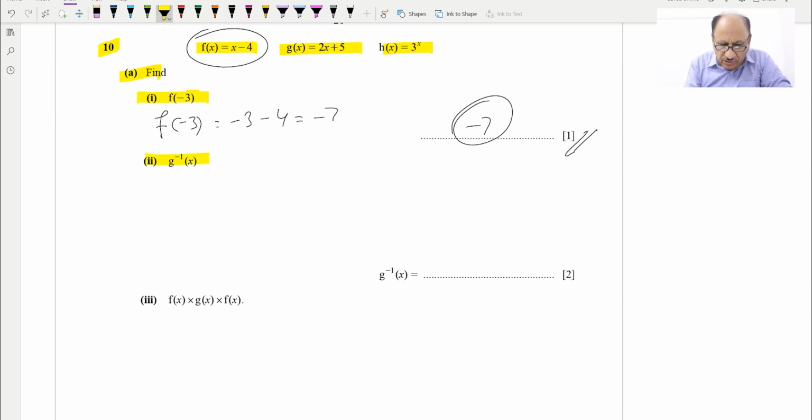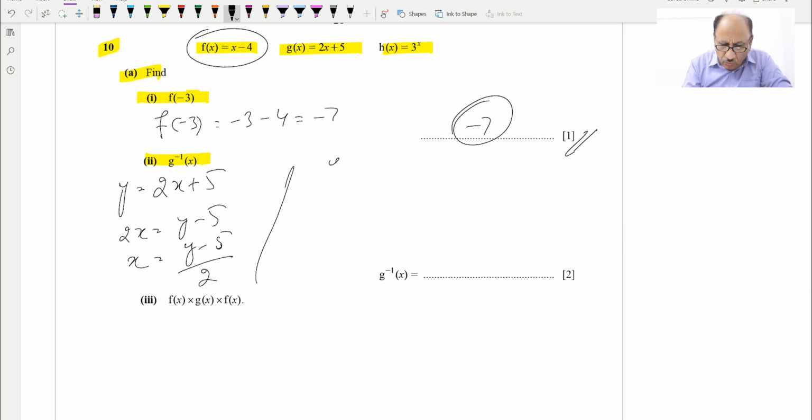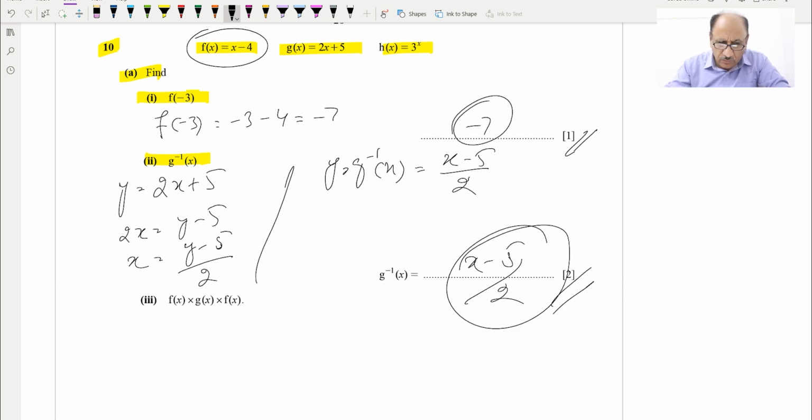And then they are saying g inverse of x. We will take g of x and we will write it equal to y. So g of x is this one. We will make x the subject. So 2x is equal to y minus 5. Then x is equal to y minus 5 over 2. Swap x and y. So y, which is basically g inverse of x, will be equal to x minus 5 over 2, which will be the final answer for 2 marks.